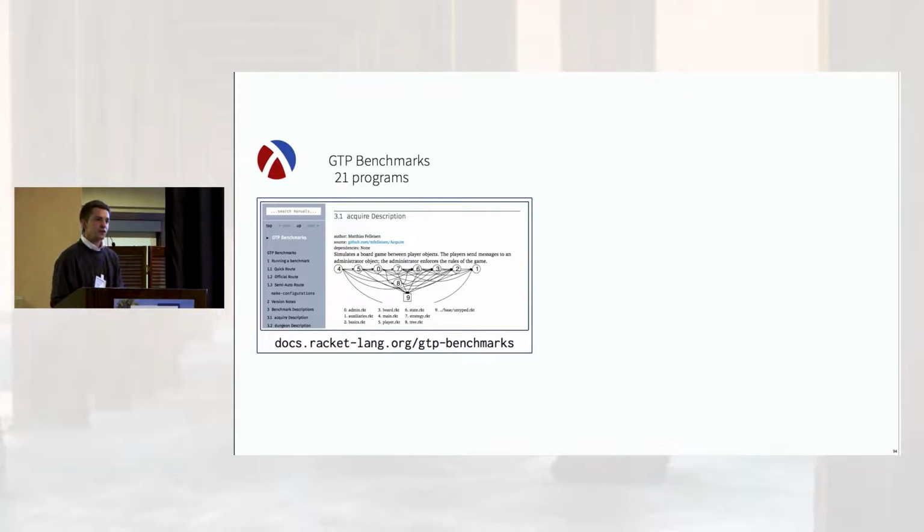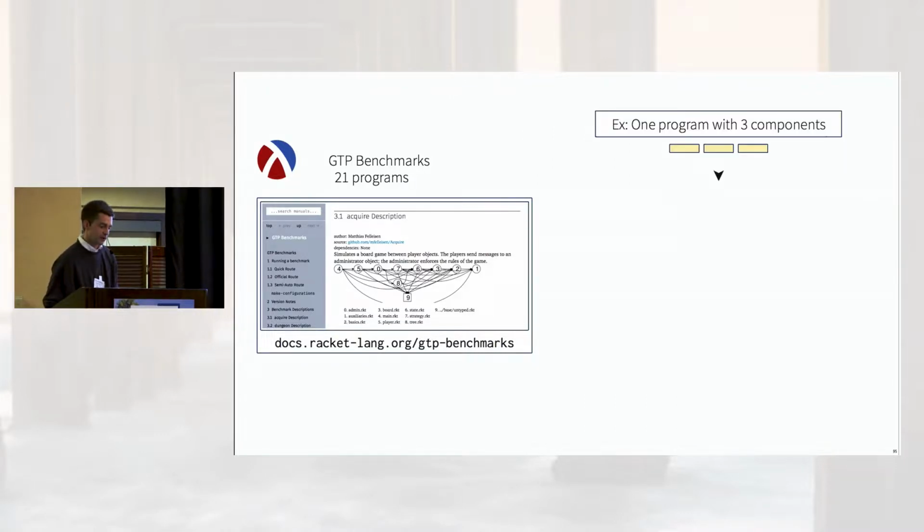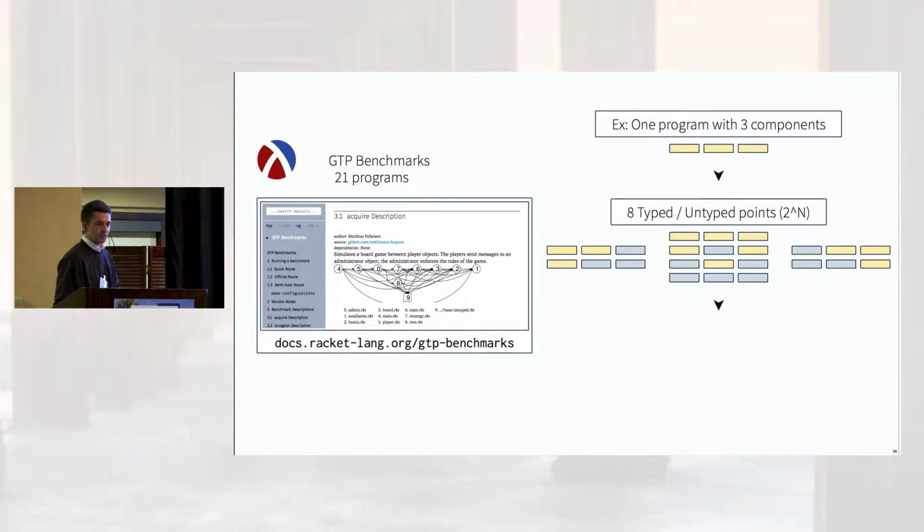We start off with these benchmark programs, the GTP benchmarks. There's 21 of these, but each program opens up a space of possibilities because we have a gradual language, and also because we now have a three-way gradual language. So for example, if we begin with one program that has 3 components inside, in this picture, there are 3 typed components. Since we're in a gradual language, each of these could be modified later on to be typed or untyped. And we care about the performance of all the combinations.